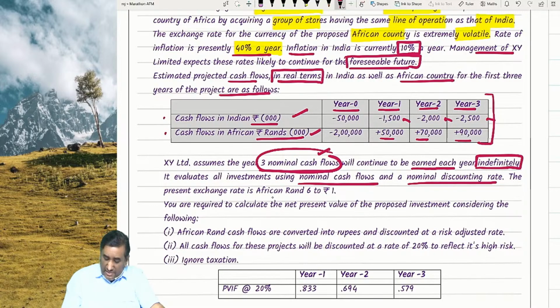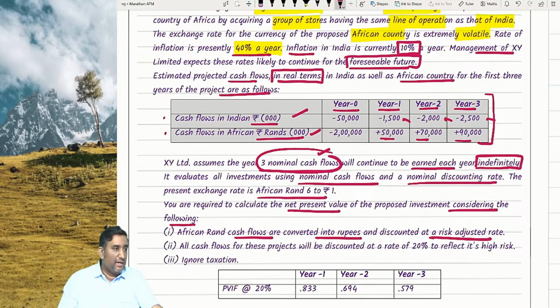He says the present exchange rate is African rand 6 to rupee 1. That means 1 rupee is equal to African 6. You are required to calculate the NPV of the proposed investment considering the following: African cash flows converted into Indian rupees and discounted at a risk adjusted rate. So life has been made ultra simple. What has to be done? Our workload is what? Add the inflation of India in Indian currency, get the nominal Indian rupees. Add the inflation of Africa in African currency and get the amount in African currency.